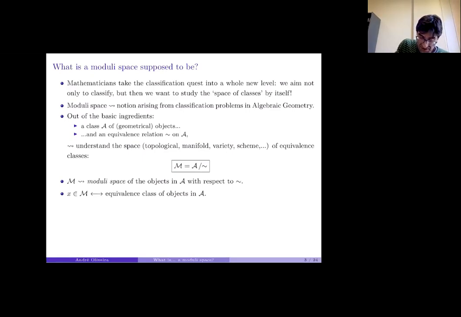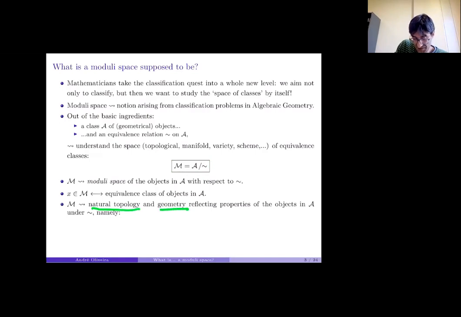All right, but we want more than this. We don't want just this to be a set. We want this to have a natural topology and geometry, which reflects the properties of the objects in our collection under the equivalence relation. What do I mean by this? I mean, if we have a topology, we can say when two points are close or far apart from each other, and we want that topology to reflect how close two classes are to each other, okay?